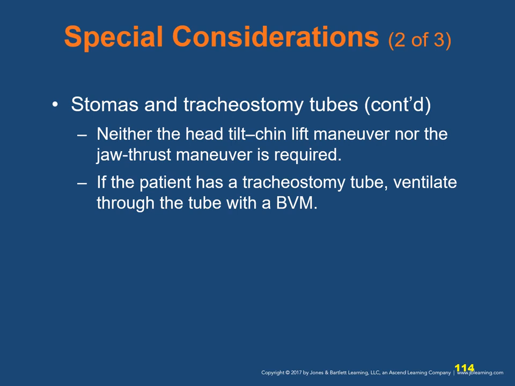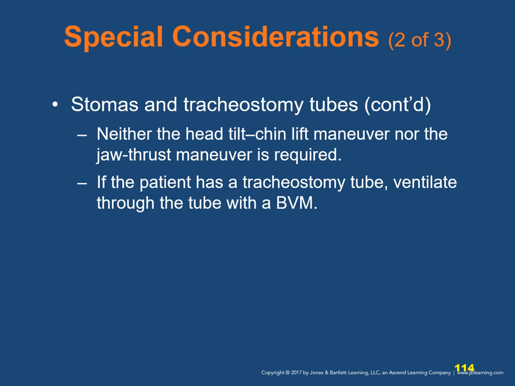Neither the head tilt or chin lift maneuver nor the jaw thrust maneuver is required to ventilate a patient with a stoma. If the patient has a tracheostomy tube, ventilate through the tracheostomy tube with a BVM. A standard 15 to 22 millimeter adapter on the BVM will fit onto the tube in the tracheal stoma. Use 100% oxygen attached directly to that BVM.